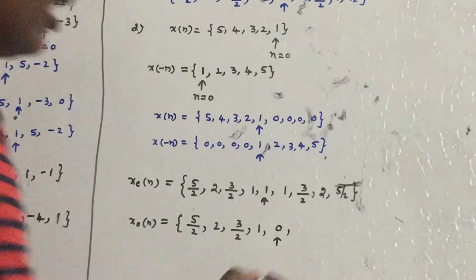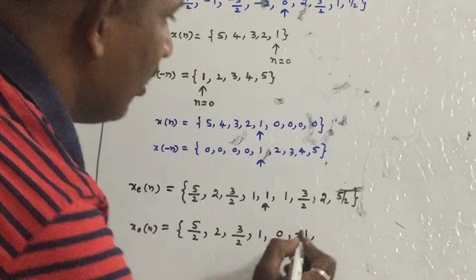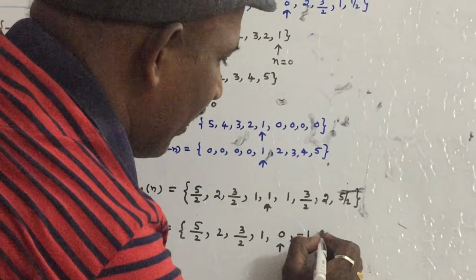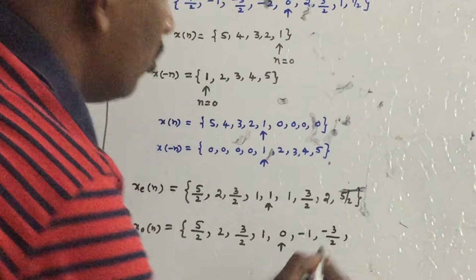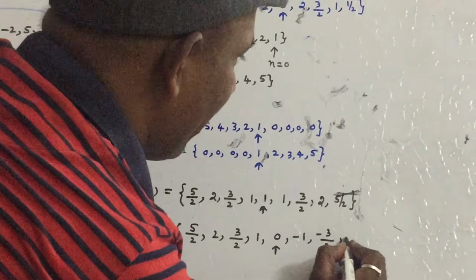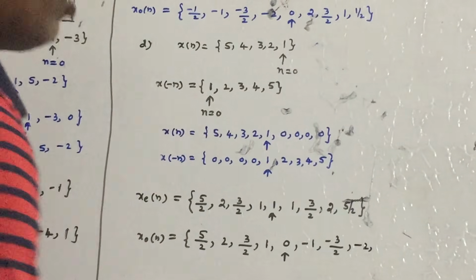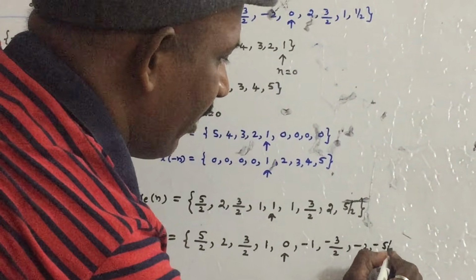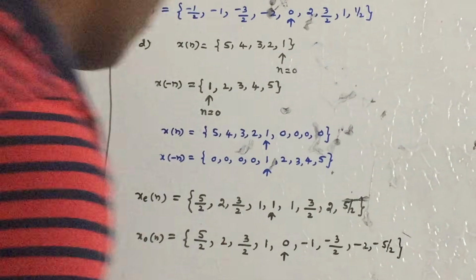Keep arrow here. So 0 minus 2 by 2, it will become minus 1. So 0 minus 3 by 2, it will become minus 3 by 2. So 0 minus 4 by 2, it will become minus 2. So 0 minus 5 by 2, it will become minus 5 by 2.